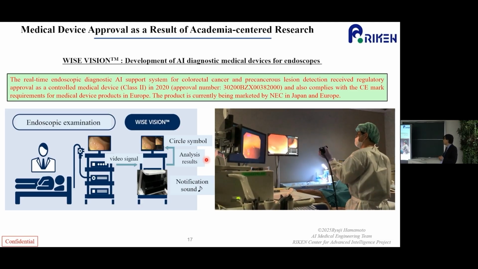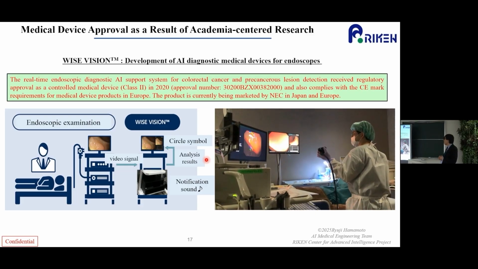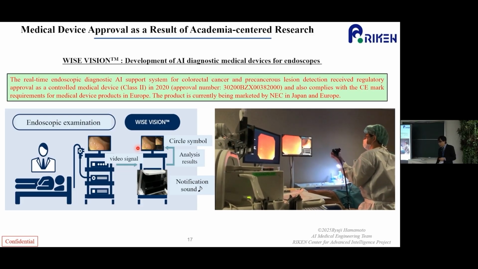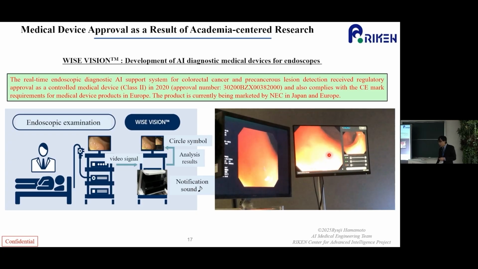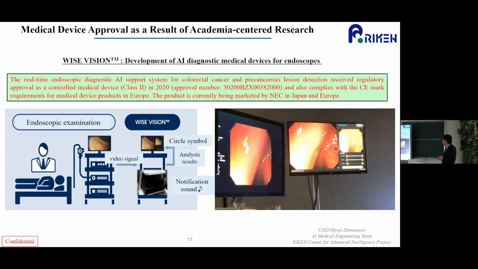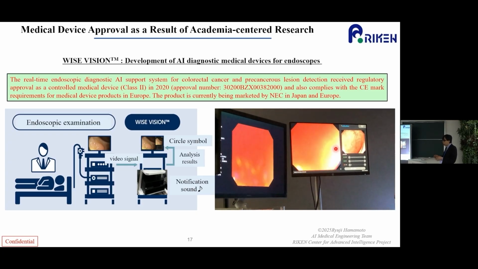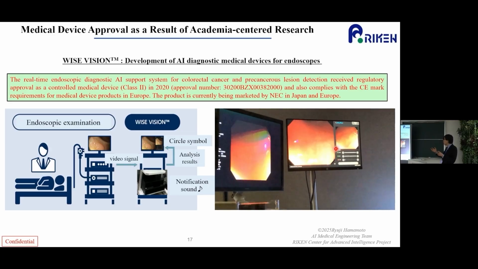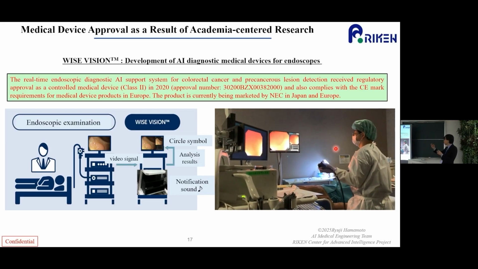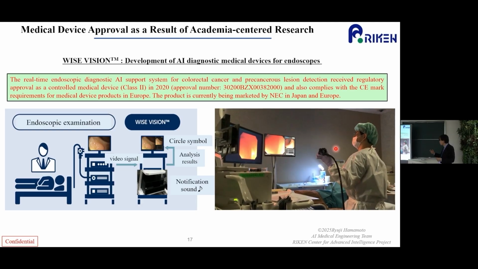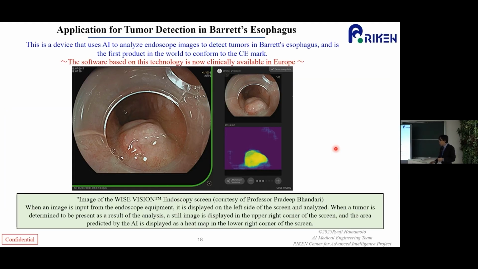Our product is currently being marketed by NEC in Japan and Europe. The left monitor is the ordinary monitor, and the right monitor is our developed artificial intelligence result, conducted by RIKEN and the National Cancer Center, Japan. We also applied this model for tumor detection in Barrett's esophagus.